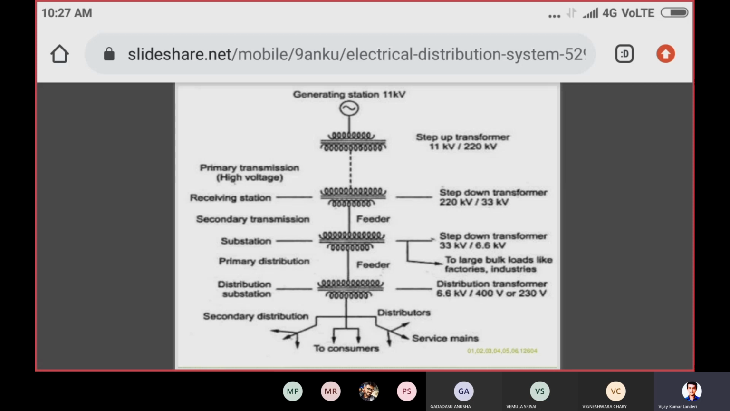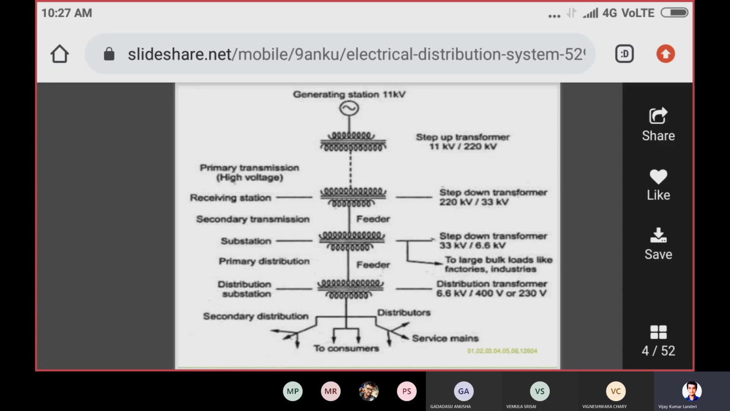So this is the overall transfer of electrical energy from the generating station to the consumer point. The main thing you need to understand in this diagram is what the primary transmission voltage, the primary distribution voltage, the secondary transmission and the secondary distribution are. These voltage levels are very important while writing the answers, so keep them in mind. The primary transmission voltage is 220 kV. Similarly, the secondary transmission voltage is 33 kV.